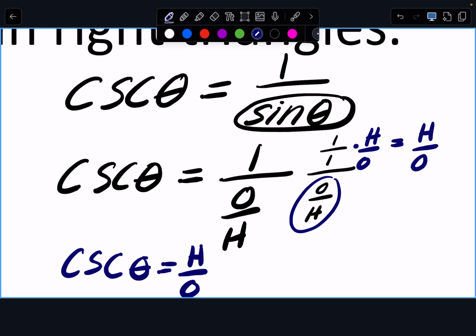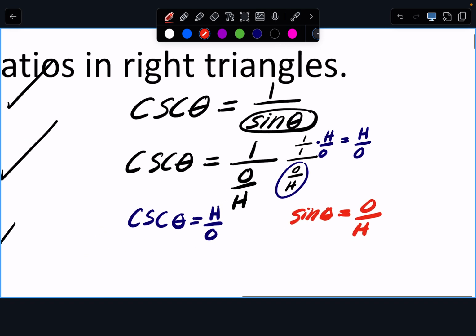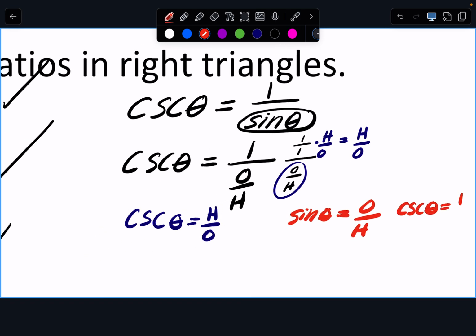Now, am I going to do the work like that every time? No. You know what I'm going to do? Watch. Sine of theta equals opposite over hypotenuse. And then cosecant theta equals hypotenuse over opposite. Why would I show my work every single time on how I'm getting h over o? Do you guys see what I'm saying? But I wanted to show it this time of why it's that.